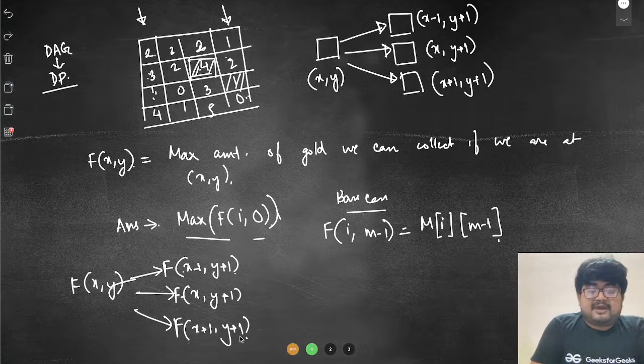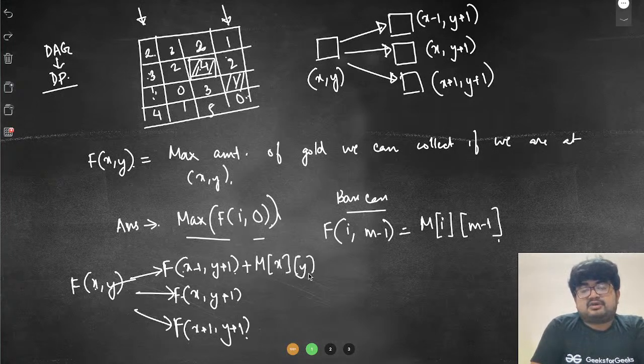Similarly, for x plus 1, y plus 1, it will give the maximum amount of gold if you stand at x plus 1 comma y plus 1. Now, what is f(x, y)? It is the maximum amount of gold you can collect from x comma y. So you will take one of these paths, whichever is the maximum, but to that you will also add the gold at the current cell that you are standing at. So with each of these, the current cell's gold will be added.